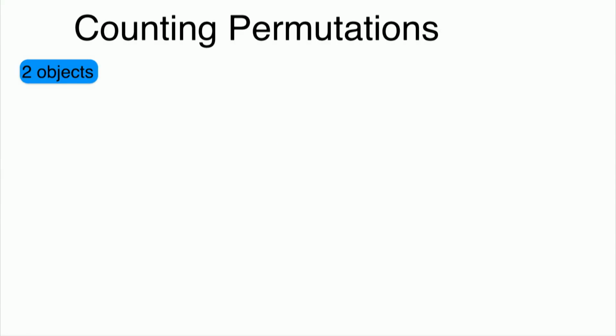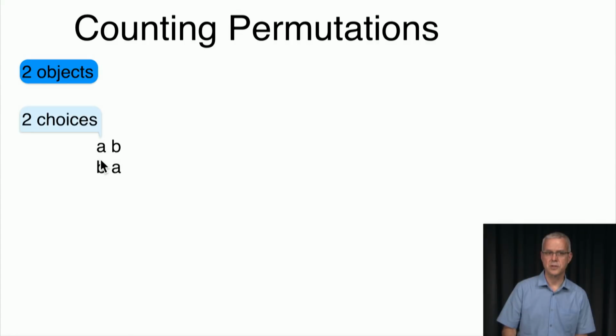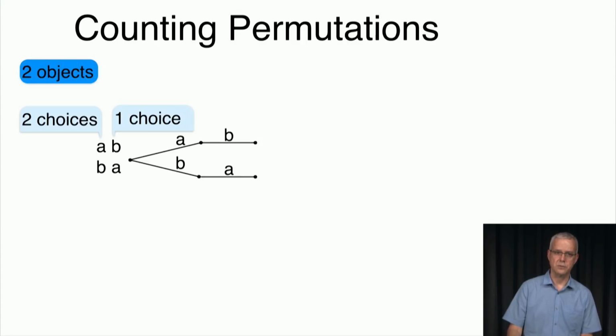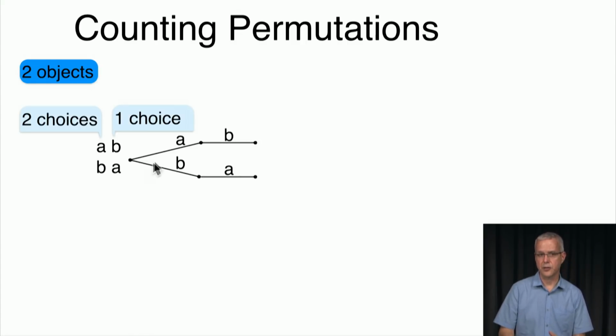So let's see what happens when we have two objects, A and B. Then we can start with A or B. So we have two ways to start the sequence, two choices. But once we started with A, then the next object must be B. And if we start with B, the next object must be A. So after each of the two choices that we start with, we have a single choice to continue. If we view it as trees, which we can always do for any collection of sequences, then the first option could be A and then B. If we have A, we can only continue with B. If we start with B, we can only continue with A.